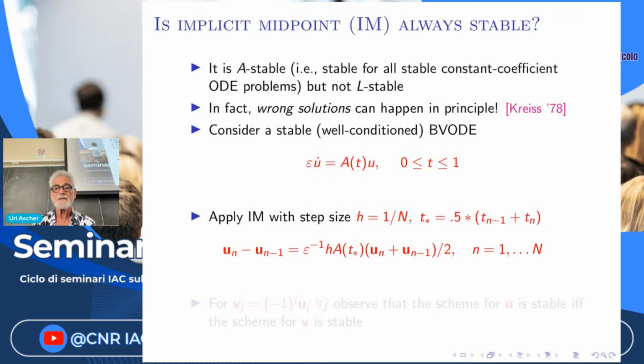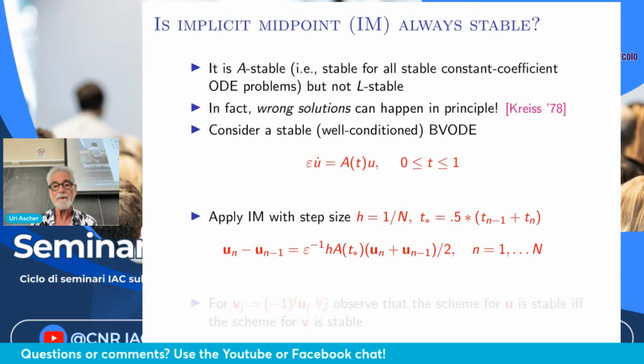So the question is, what about this midpoint method? Is it always stable? The answer is, if it's a constant coefficient problem, yes. There is something called A-stability, and that's exactly what it says. A-stability says that you get a stable method for constant coefficient problems, for any step size h. But in principle, there can be wrong solutions in the more general case. It doesn't happen in constant coefficients, but it does happen in nonlinear problems, and also if time variable.